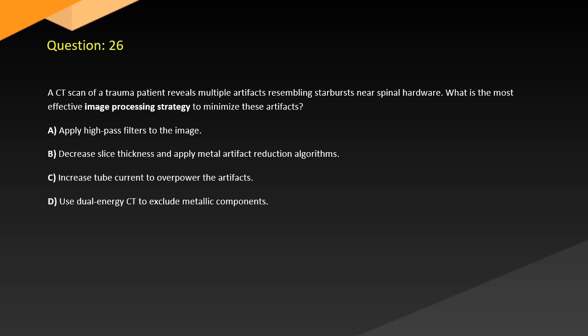Question 26. A severe trauma patient reveals multiple artifacts resembling starbursts near spinal hardware. What is the most effective image processing strategy to minimize these artifacts? A. Apply high-pass filters to the image. B. Decrease slice thickness and apply metal artifact reduction algorithms. C. Increase tube current to overpower the artifacts. D. Use dual energy CT to exclude metallic components.